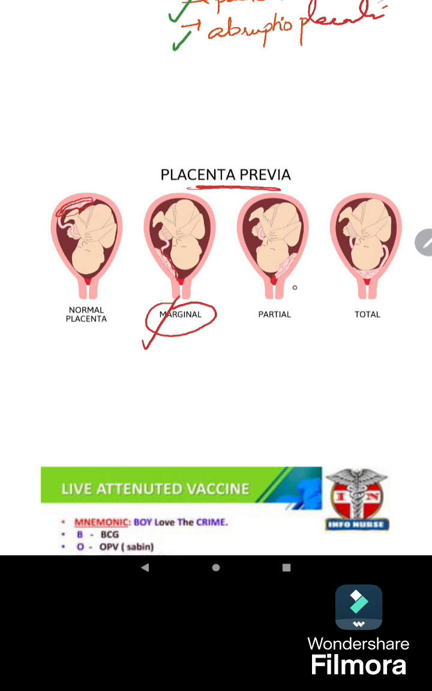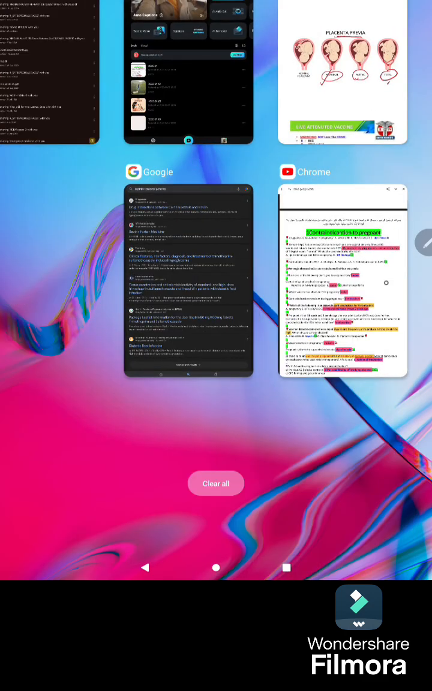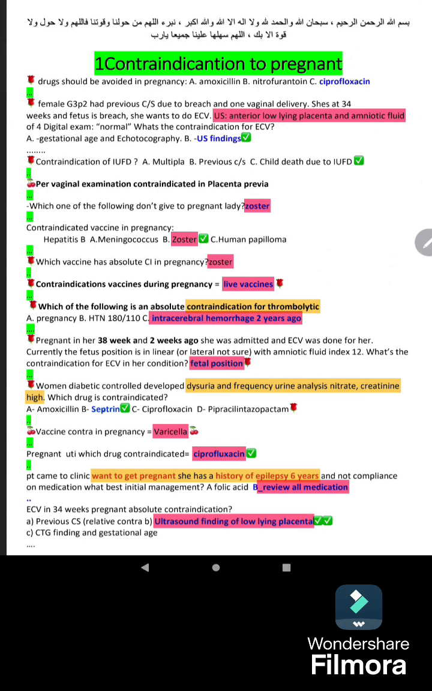And in the next one, you can see more than 50 percent of the part is covered by the placenta. Then it is called partial, and there is total, where the complete area is covered by the placenta. So that is a total placenta previa. There are four types of placenta previa, type 1, type 2, type 3 and type 4, based on how much the internal os is covered by the placenta. That is that, and now we will move on to the next question.